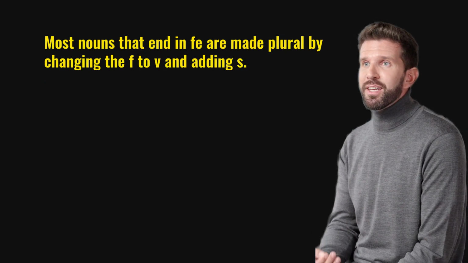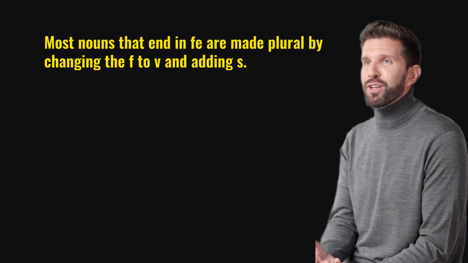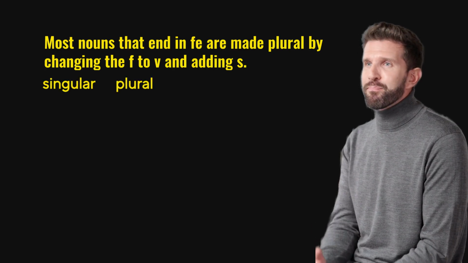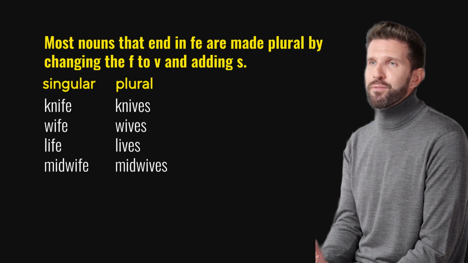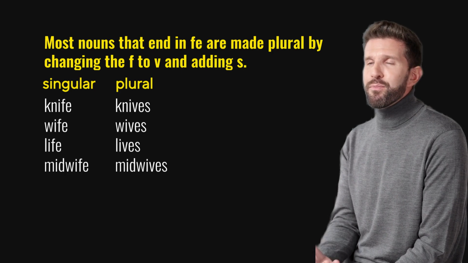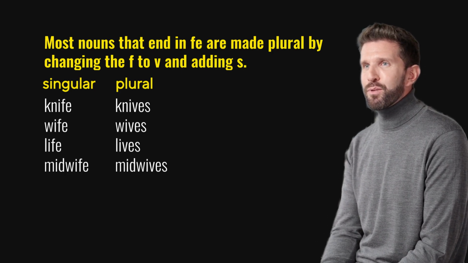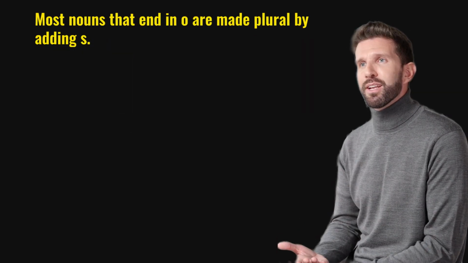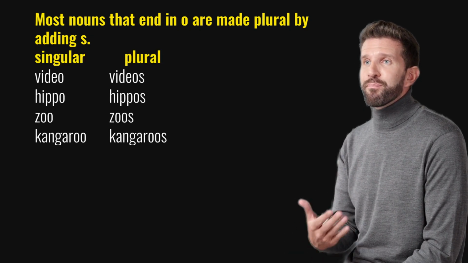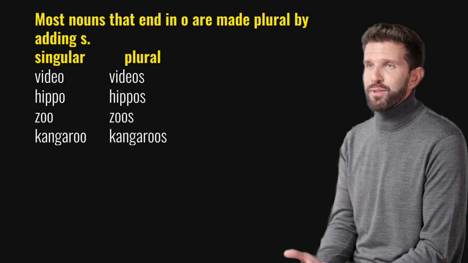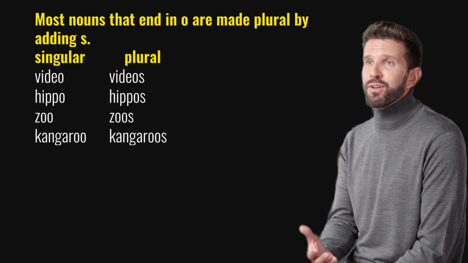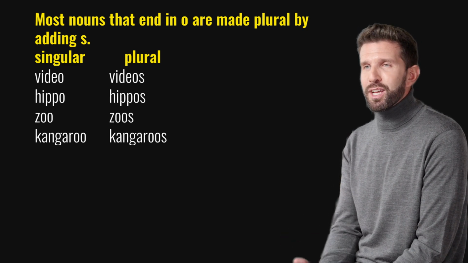Most nouns ending in fe are made plural by changing f to v and adding s. For example, knife, knives, wife, wives, life, lives, midwife, midwives. Most nouns that end in o are made plural by adding s. For example, video, videos, hippo, hippos, zoo, zoos, kangaroo, kangaroos.